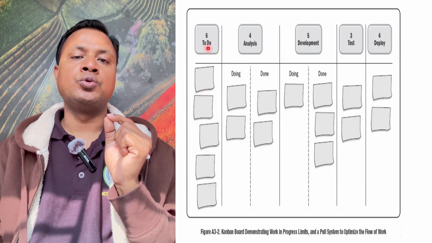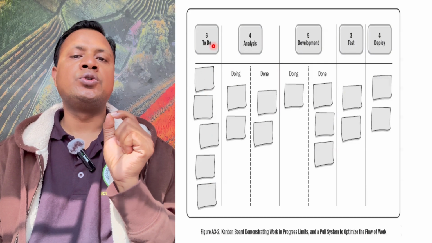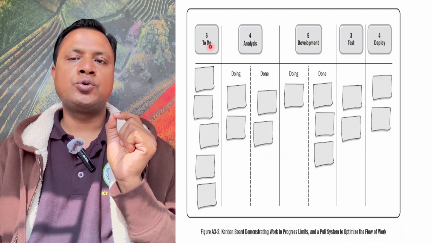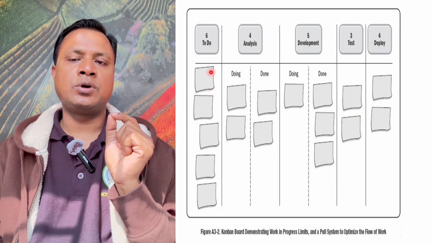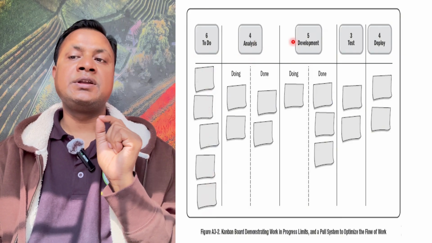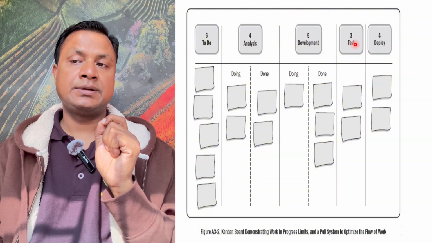So this is a to-do. You have to do this work. In short, you can think of a to-do list; a to-do list is similar to a Kanban board. So to-do are here. What are the tasks you are going to do? Then you have three stages: analysis, development, test.